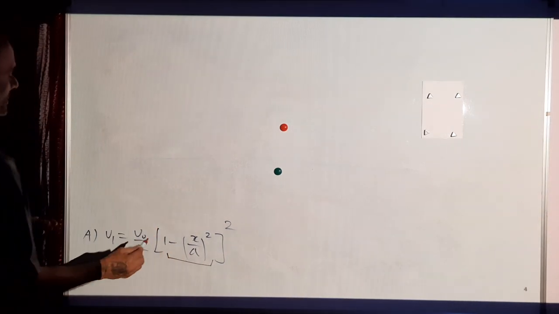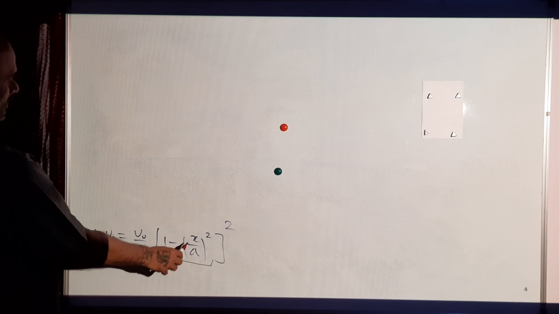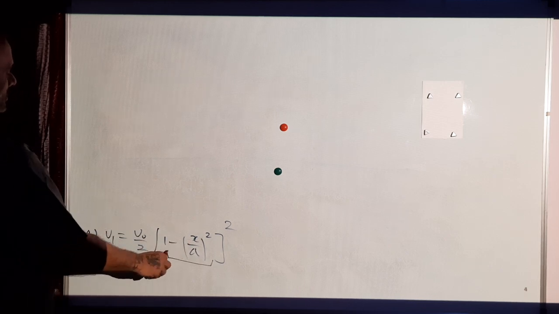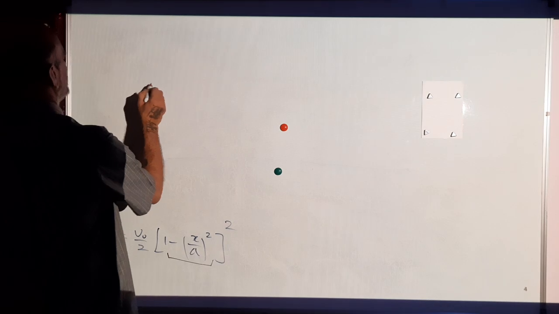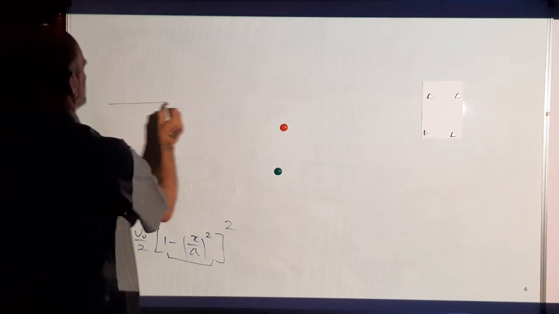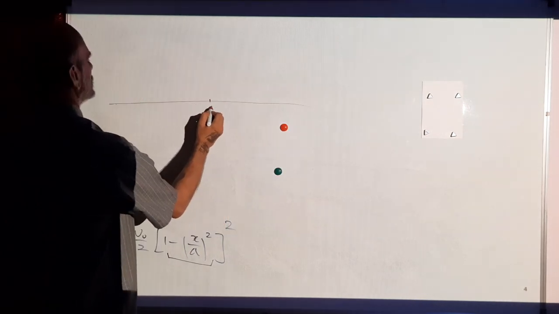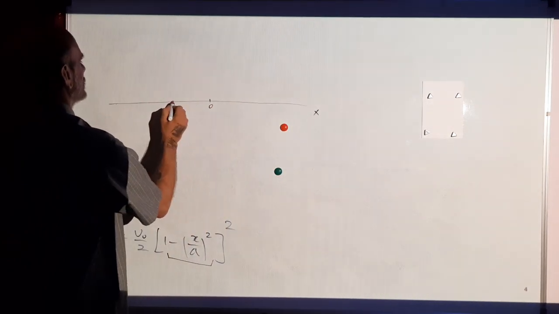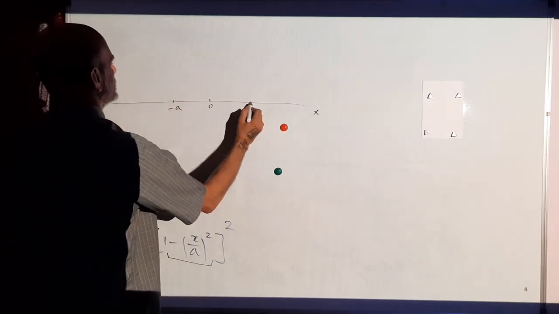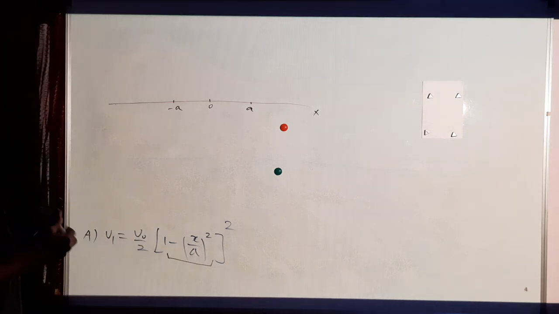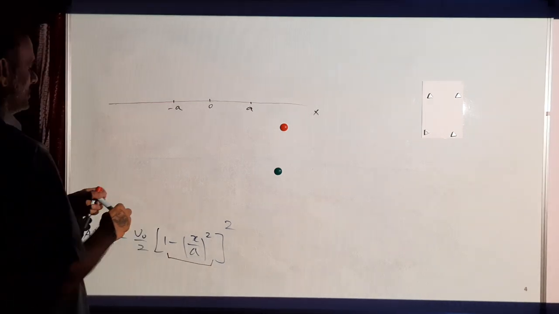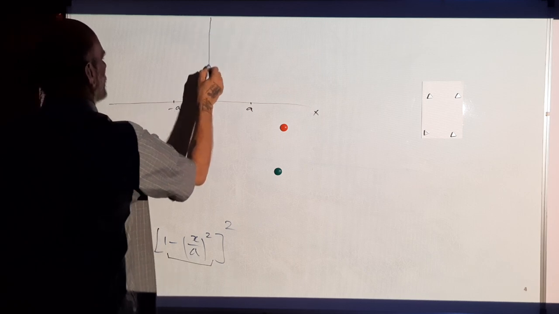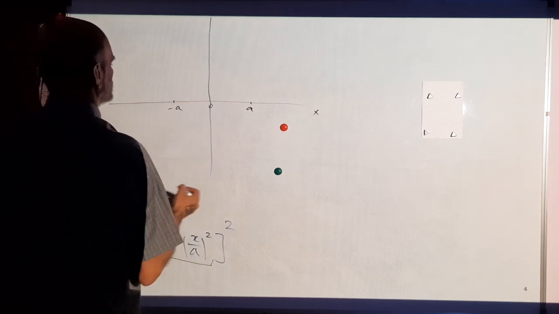And this parabola will have roots at plus A and minus A. If you put plus A, it will become 1, so 1 minus 1 is 0. This is the x-axis, with minus A and plus A. It's an inverted parabola. So at x equal to 0, this will be 1. This is the y-axis.